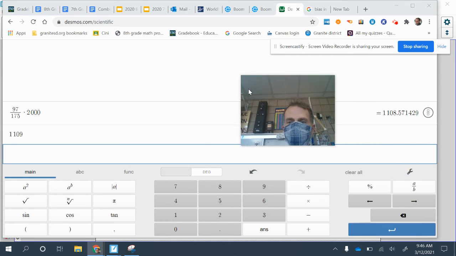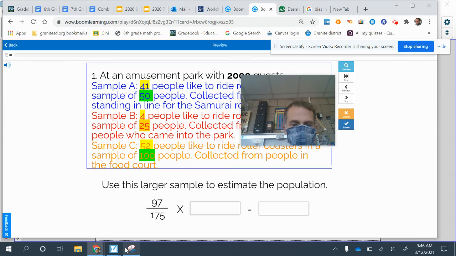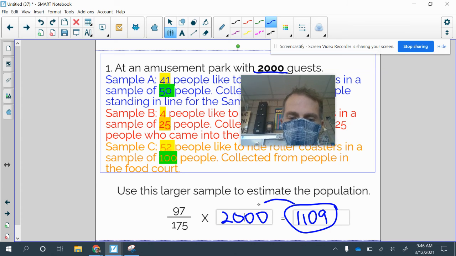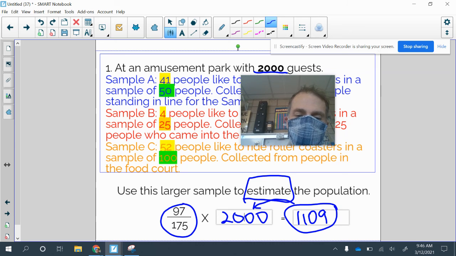Anyway, 1109 is going to be my answer for this one right here. So about 1,109 people out of the 2,000 probably like roller coasters. That's our estimate, right? We used our surveys combined, times it by the total, to get our estimate for the 2,000 guests that like roller coasters.